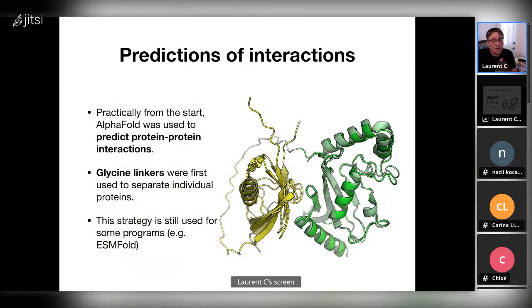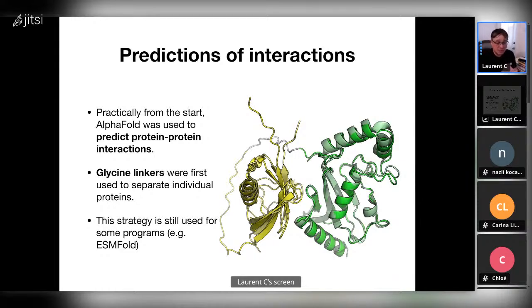Now, one of the big applications of AlphaFold is predicting interactions. And practically from the start, AlphaFold was used by different groups to predict those protein-protein interactions. So at the beginning, it was frequently done by just inserting a glycine linker between the individual proteins. Now this has been refined. You can submit different proteins to AlphaFold, and it will generate a prediction for the complex.